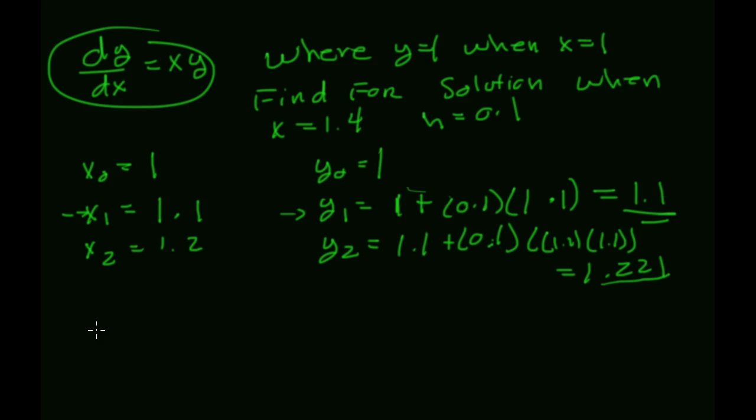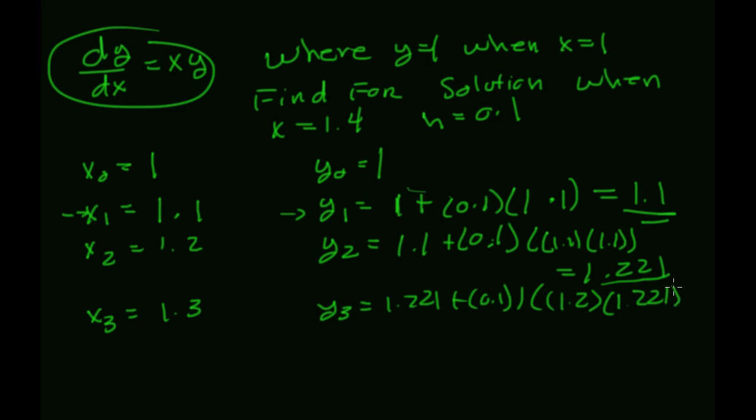All right, so let's try x3. So x3 is now 1.3, and y3 should be this 1.221 plus the h value, right? And now my derivative. The x value of the derivative is 1.2. The y value of the previous term is 1.221. And we do that computation, and we're going to end up with 1.36752. Okay, so we're almost there.